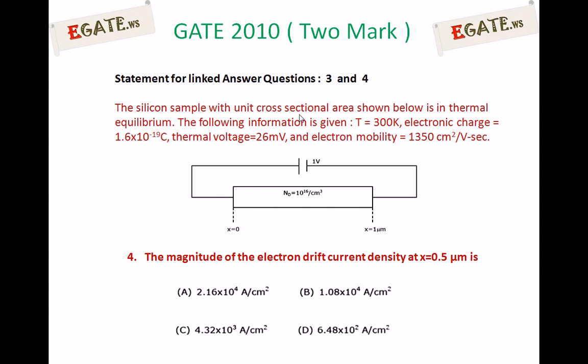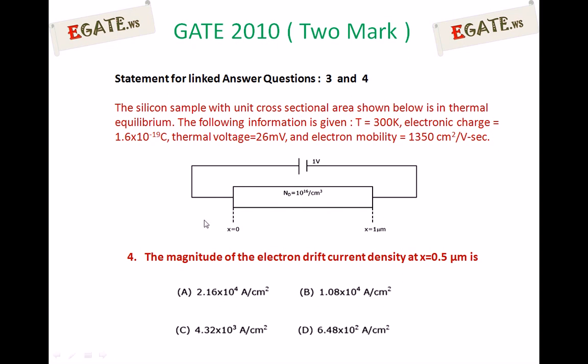Fourth we are discussing. The silicon sample with unit cross-sectional area is shown, which is in thermal equilibrium. The information given is T is equal to 300 degree Kelvin, electron charge is 1.6 into 10 power minus 19 coulombs, thermal voltage is 26 millivolts, and electron mobility is 1350 centimeter square per volt second. Calculate the magnitude of electron drift current density at x is equal to 0.5 micrometers.